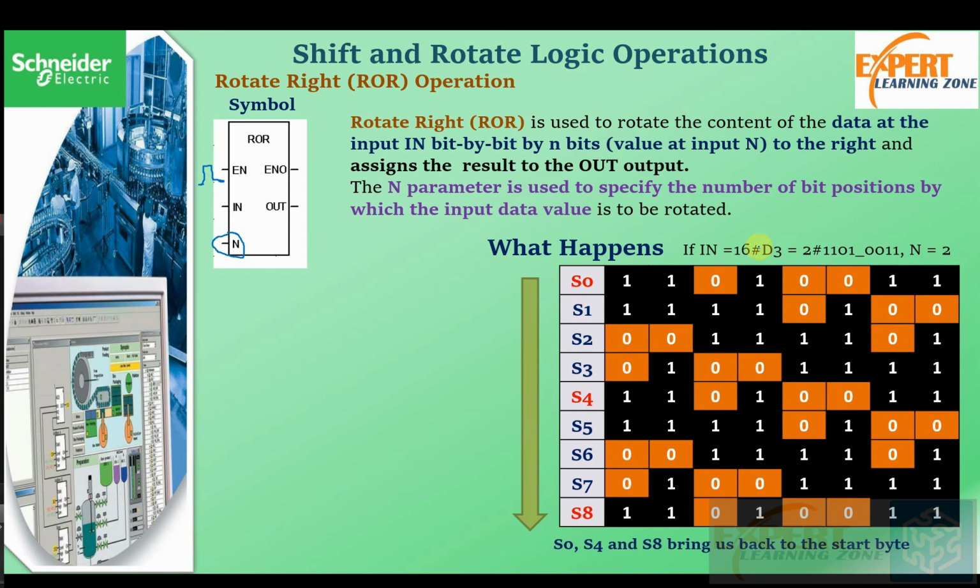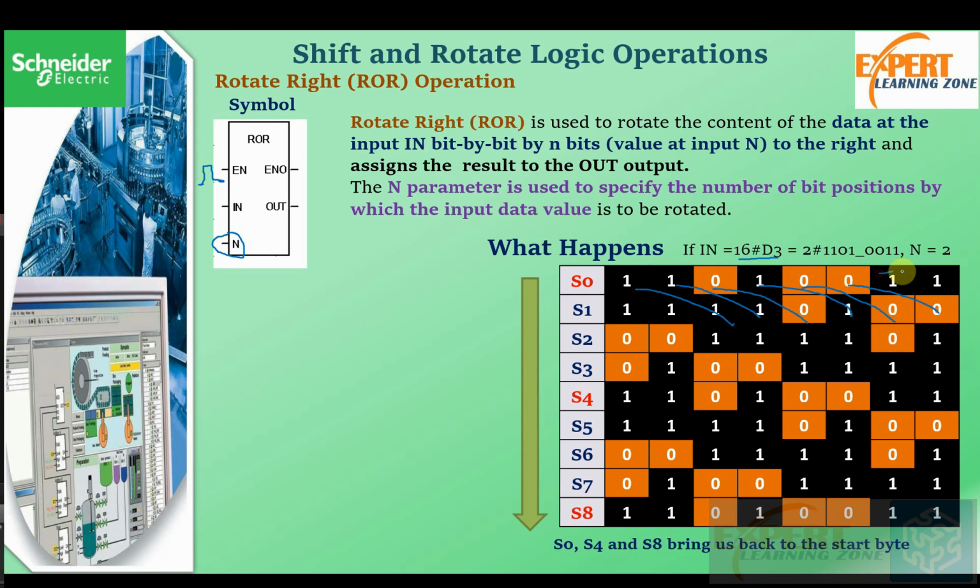This is our data. We are still working on the same data, that is 16 hexadecimal D3, and this is the binary, and we are rotating it 2 places. Notice after the first rotation, what happens is that this data comes here. This data replaces the data in this position. This data moves to this position, and this data moves to this position.